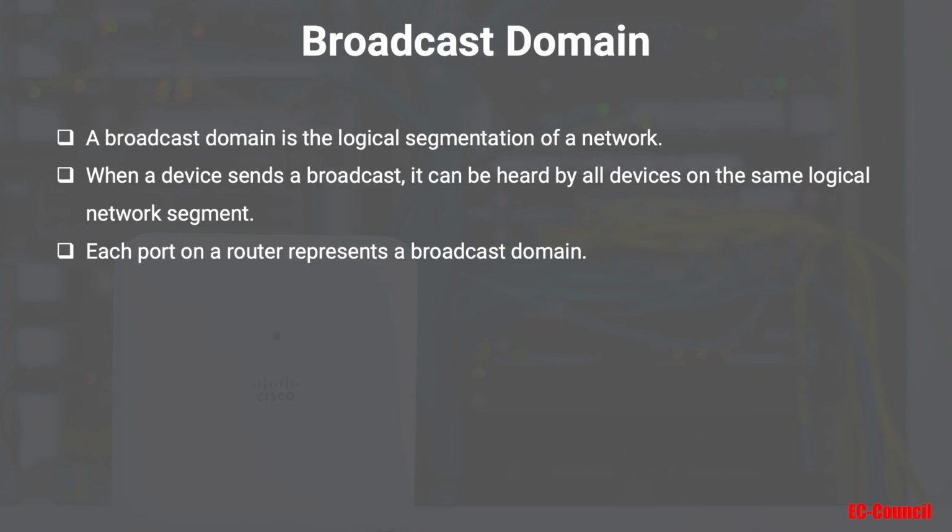A broadcast domain is simply a logical segmentation of the network itself. When a device sends a broadcast, it can be heard by all devices on that same logical network segment. To quickly identify a broadcast domain, we can consider that each port on a router is also a broadcast domain. So if a router has 3 interfaces, there are 3 broadcast domains that exist on that router. Now, let's take a look at actually identifying both collision domains and broadcast domains.